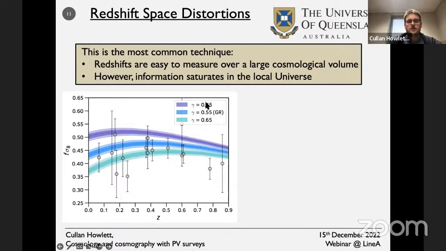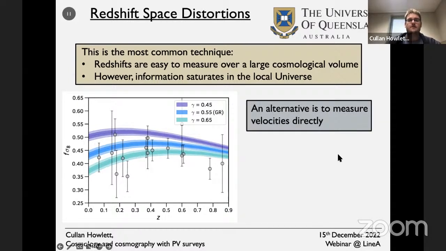But what you do see is that you can compare them to the different predictions from different models of gravity, and in particular, GR is this gamma of 0.55 model. There is some potential hint that at least the standard lambda CDM plus GR picture is not quite favored by the data, but really it's too early to say with the current measurements. In particular, at low redshift, where this information saturates, that's where you start seeing the biggest differences between these gravitational models, especially if they're anchored at high redshift by the Planck constraints from the CMB.